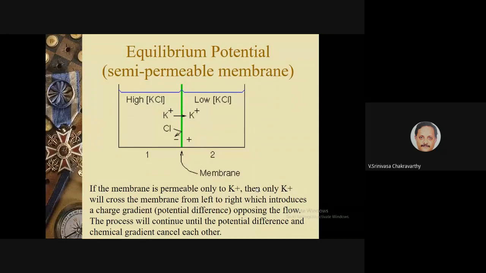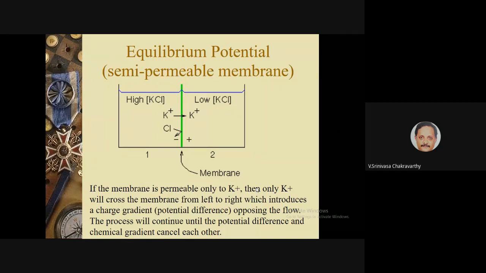Because of this special arrangement, potassium will flow from left to right, chloride will not. Initially, although the concentration of KCl is high on the left and low on the right, both sides are electrically neutral because KCl on the whole is neutral. But when the positive ions, K plus, start moving from left to right, there will be a buildup of positive charge on the right side.